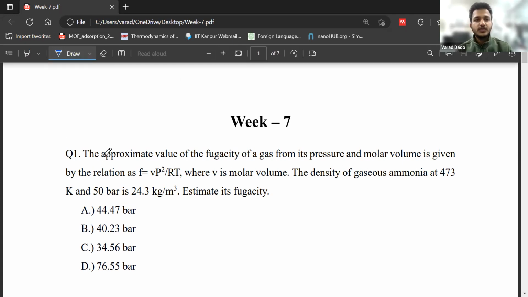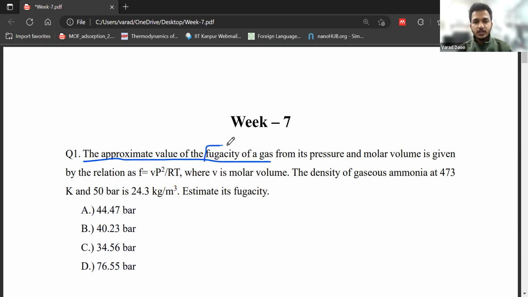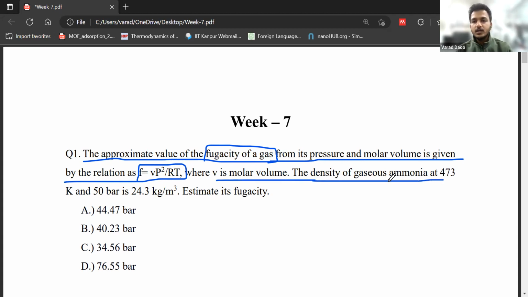Okay, so first question for this week is the approximate value of fugacity of a gas. Now we don't care whether it's a real gas or ideal gas, but they have mentioned that the approximate value of fugacity of a gas from its pressure and molar volume is given by this relationship. F is the fugacity, V is the molar volume, P is the pressure, R is the universal gas constant, and T is the temperature. The density of gaseous ammonia is mentioned, so this gas is ammonia gas.